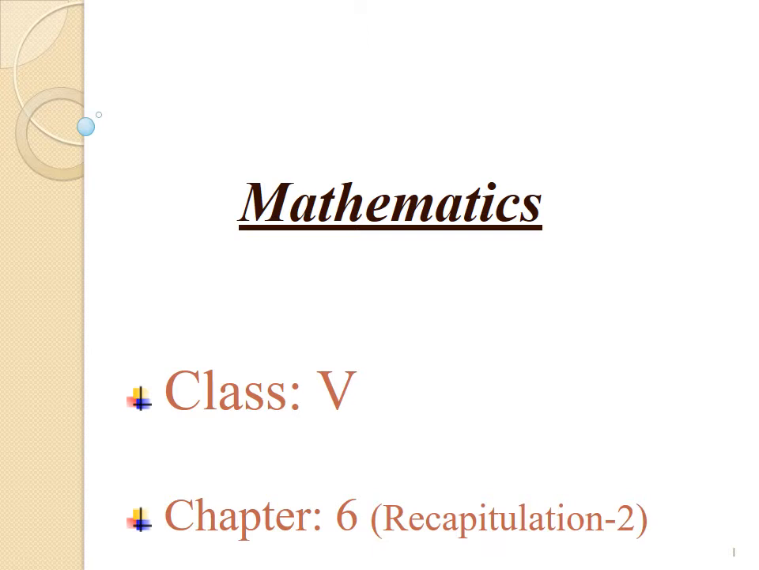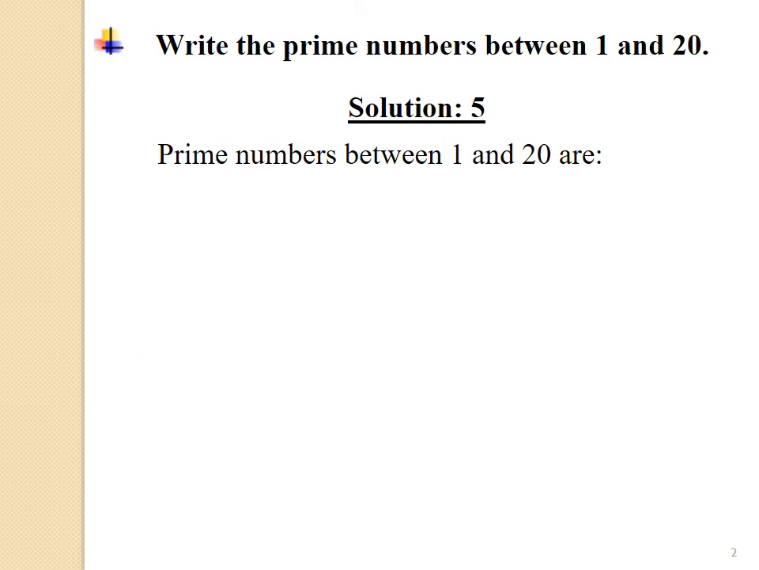Students, in the previous video, we reviewed the concept of factors and multiples, and found the factors, common factors, multiples and common multiples. Today we are going to continue the same chapter and review the remaining concepts learned earlier. So let us quickly review. Now question number 5. Write the prime numbers between 1 and 20.